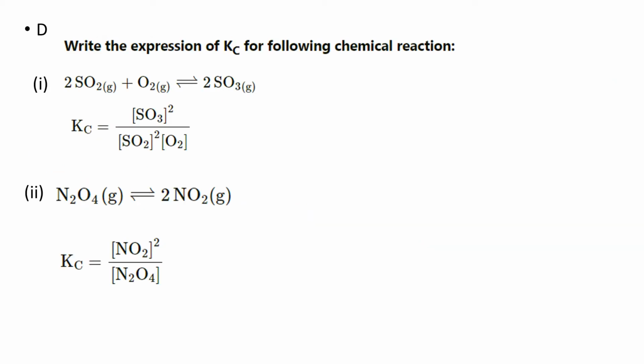Question D. Write the expression of Kc for the following chemical reactions. Number 1. 2SO2(g) + O2(g) ⇌ 2SO3(g). Kc is equal to the molar concentration of product upon the molar concentration of reactants. So here the product is SO3. Kc = [SO3]^2 / ([SO2]^2 [O2]).